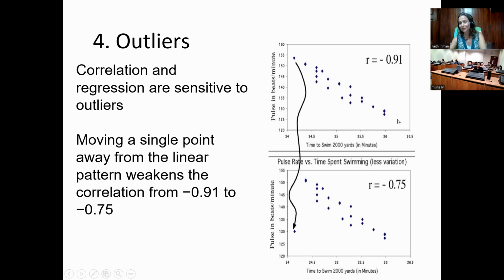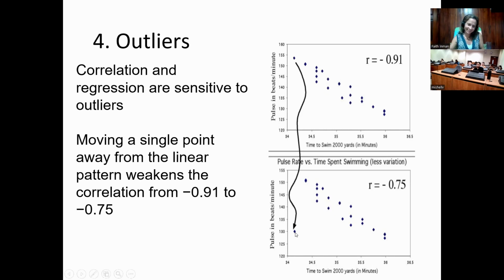And for this sample, we have a very strong negative relationship. Our R is -0.91. All the points fall closely along the line. But here, we moved one point from here to here. And that changed our correlation coefficient all the way from -0.91 to -0.75. It completely changes the correlation. The points don't fit as well because of that one outlier.